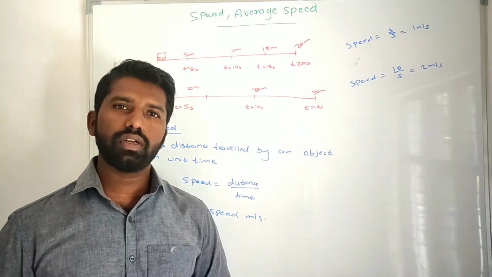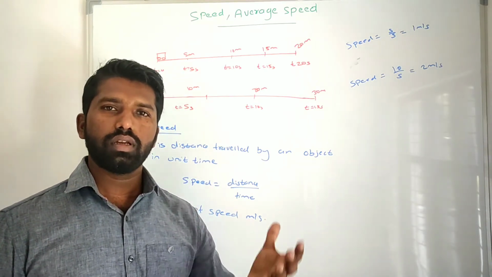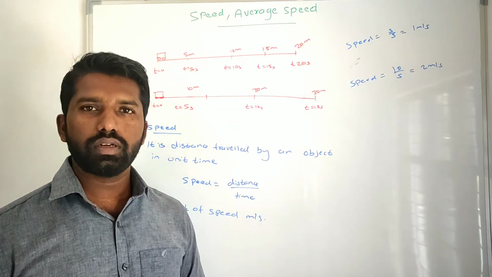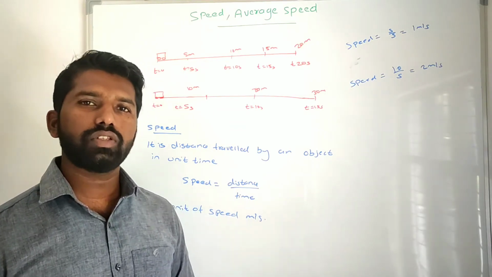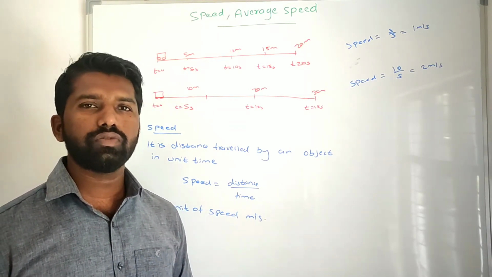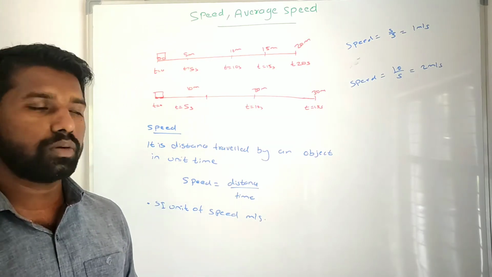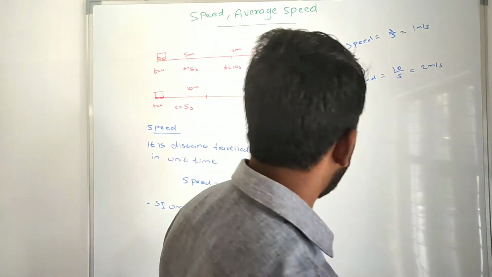Now we will see what is meant by average speed and what is meant by instantaneous speed. For that, first we will see what is uniform speed.